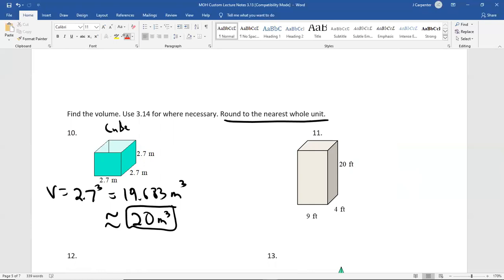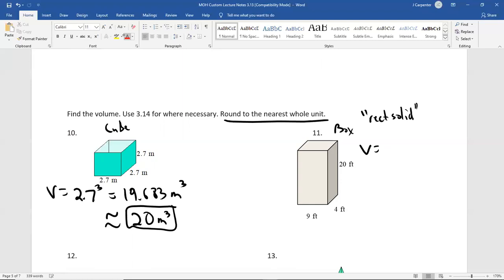Right, problem number 11. That's not a side length, you can tell because it doesn't have a feet. It's not very set properly. We have a height of 20, and then the length and the width are 9 and 4. This is a box. More specifically, a rectangular solid. I just call them boxes though, much simpler name.